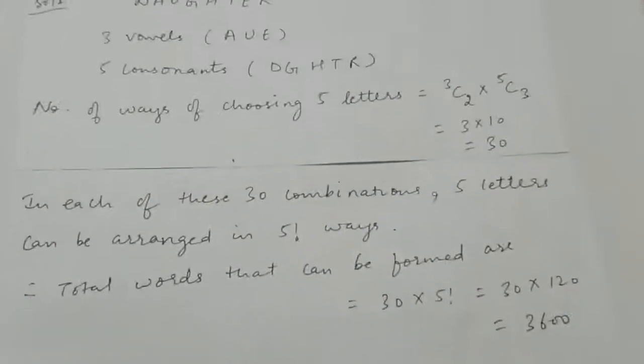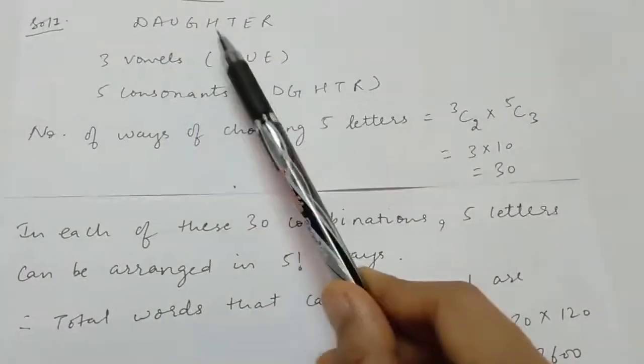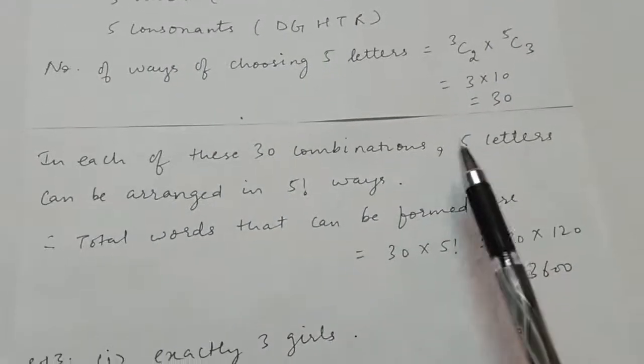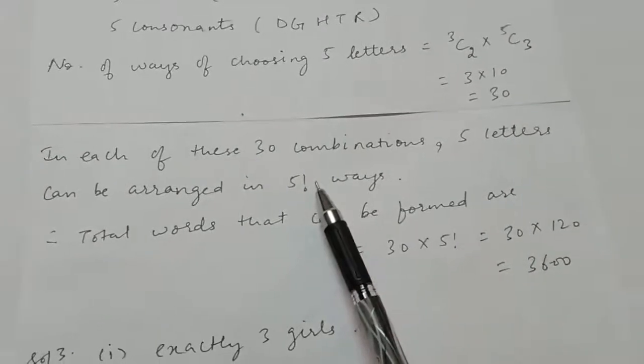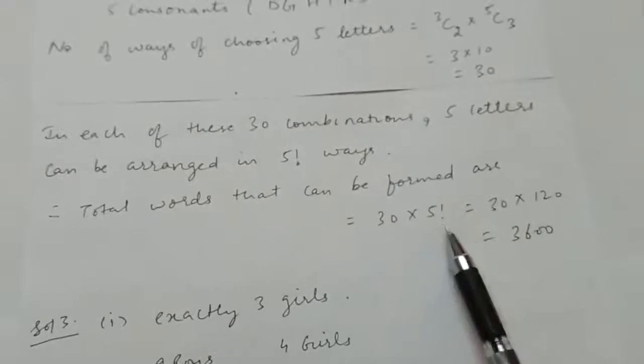Why in 5 factorial ways? Because you can see the letters in the word daughter appear only once. So all the selected 5 letters are distinct. Therefore, they can be arranged in 5 factorial ways. So total words that can be formed are 30 into 5 factorial, which is this, right?